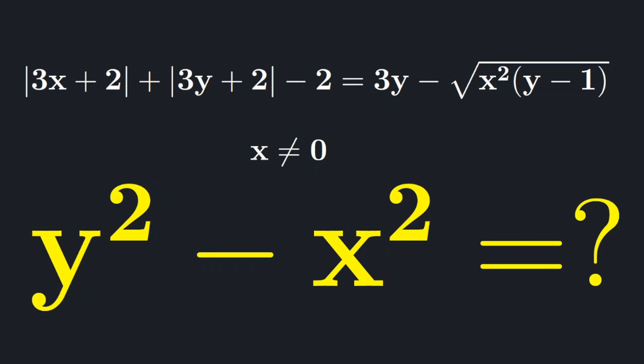In this question, we are given an equation in which there are two absolute values and a square root. Under the condition that x is not equal to 0, we want to find out the value of y squared minus x squared. The idea is to do something to get rid of the absolute value notations. If we can show 3y plus 2 is always positive, then the absolute value of 3y plus 2 is equal to itself.